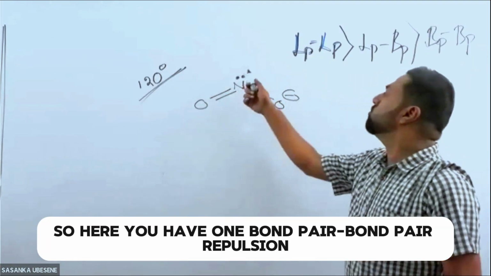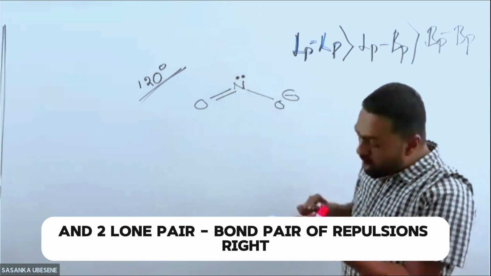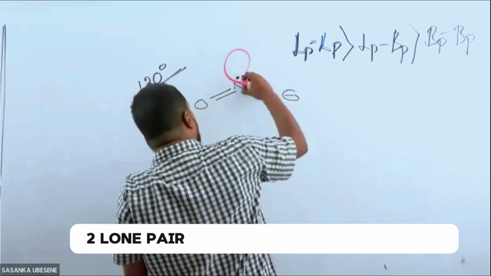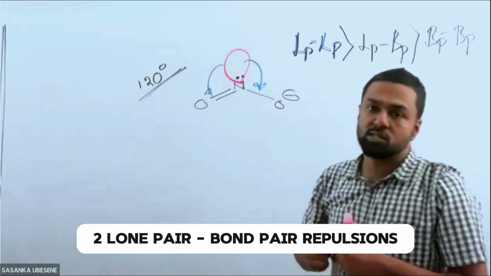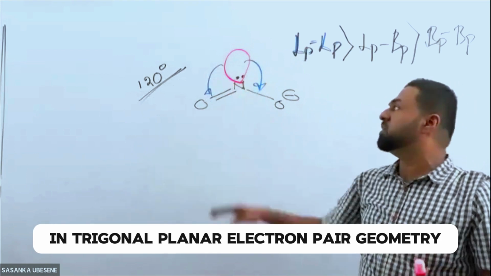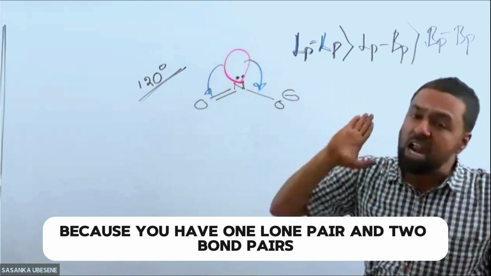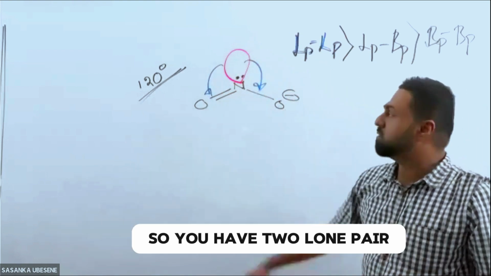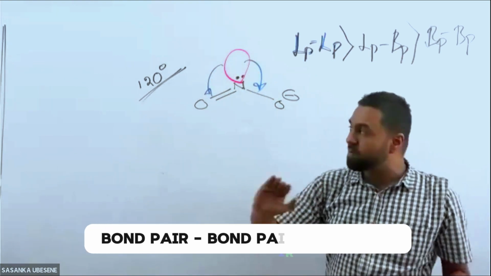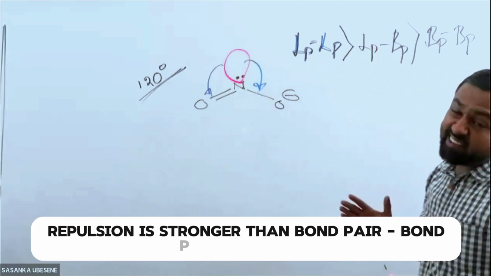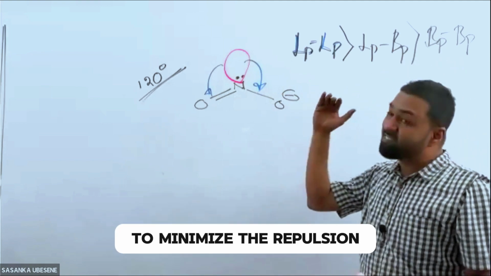So here you have one bond pair repulsion and two lone pair bond pair repulsions, right? You don't have lone pair repulsions in trigonal planar electron pair geometry, but you have lone pair bond pair repulsion because you have one lone pair and two bond pairs. So you have two lone pair bond pair repulsions and one bond pair repulsion. Lone pair bond pair repulsion is stronger than bond pair repulsion.